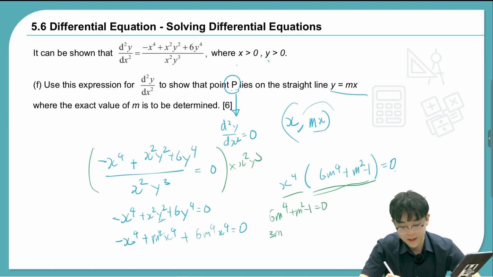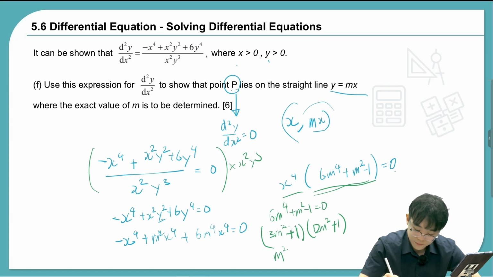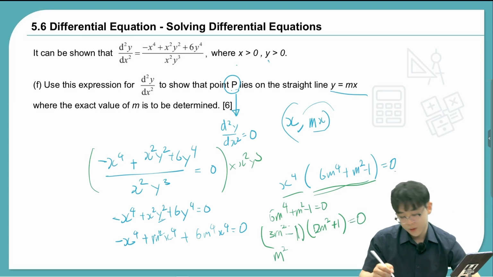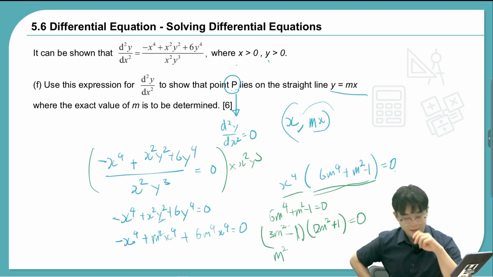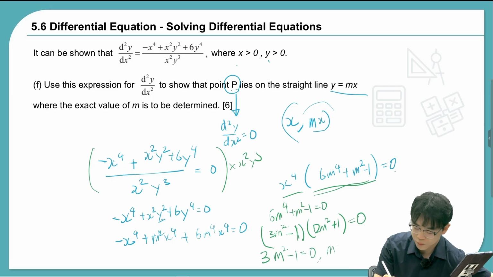So we can factor this as 3m squared and 2m squared, right? And then we could do plus 1 minus 1. So m squared actually would be minus 1 and plus 1. Okay. So we have 3m squared minus 1 times 2m squared plus 1 is equal to 0. So 2m squared plus 1 being equal to 0 means m is a complex number, so we can't really do that. But we can solve for 3m squared equals 1, right? Because then m would simply be plus minus 1 over root 3.